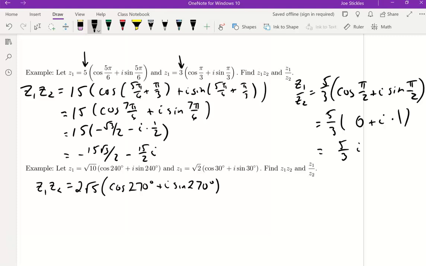If we think about quadrants, where is 270? That's there, isn't it? So what's cosine of 270? Zero. And sine of 270 is -1, since we're down here. So we get negative 2i root 5 when we're done.